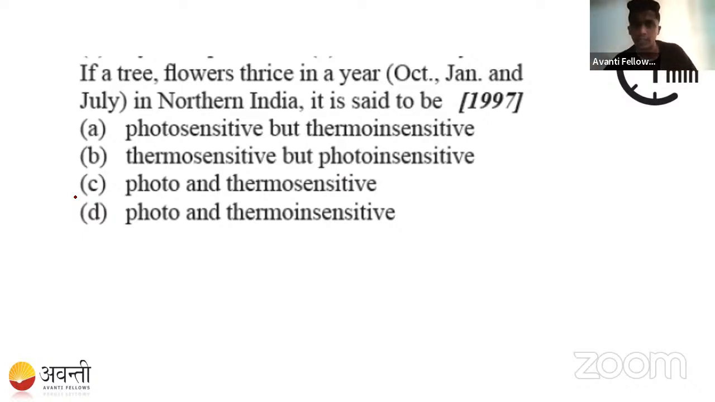Students, I'll launch a poll. You can answer this question. If a tree flowers thrice in a year, October, January, and July, so those are said to be.